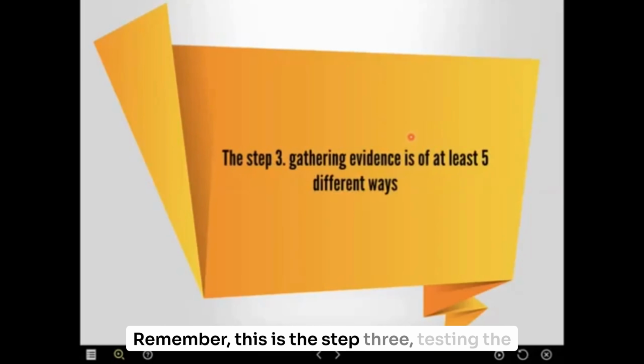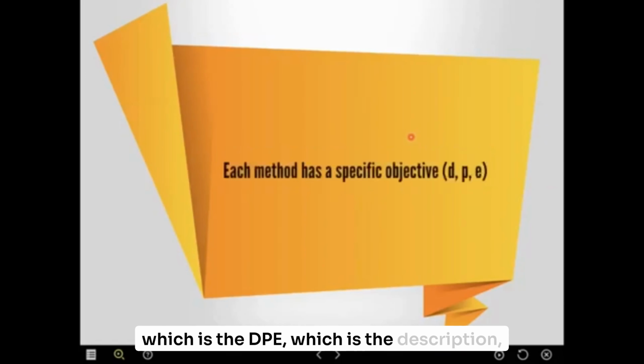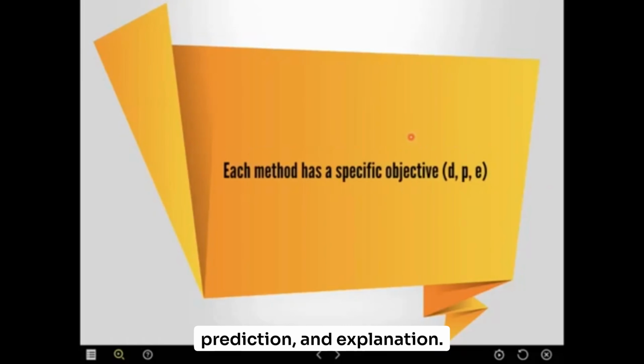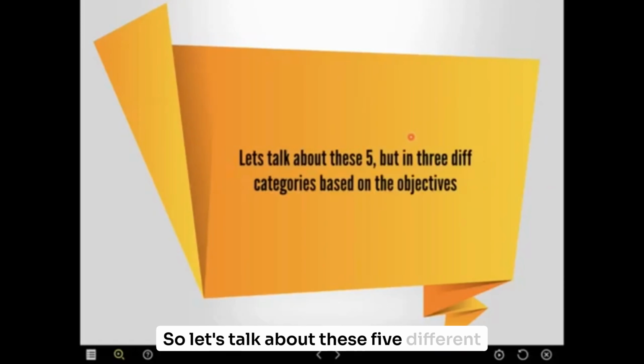Remember, this is the step three, testing the hypothesis phase or gathering evidence stage. And there are at least five different ways that scientists commonly use. And these five different ways are related to the three different objectives of science, which is the DPE, the description, prediction, and explanation. So let's talk about these five different methods, but under three different categories.